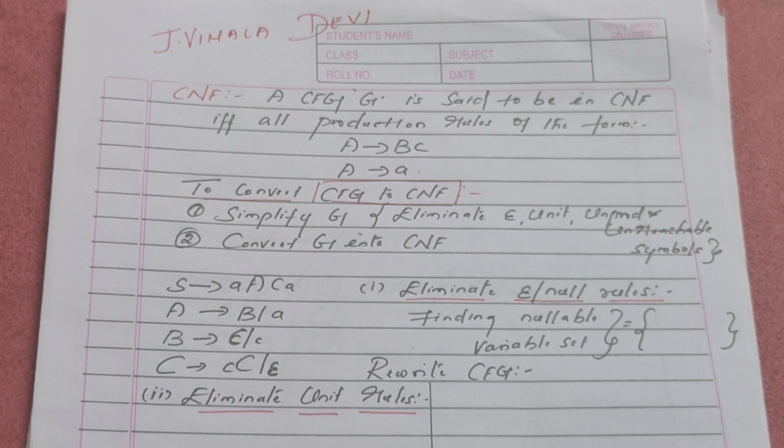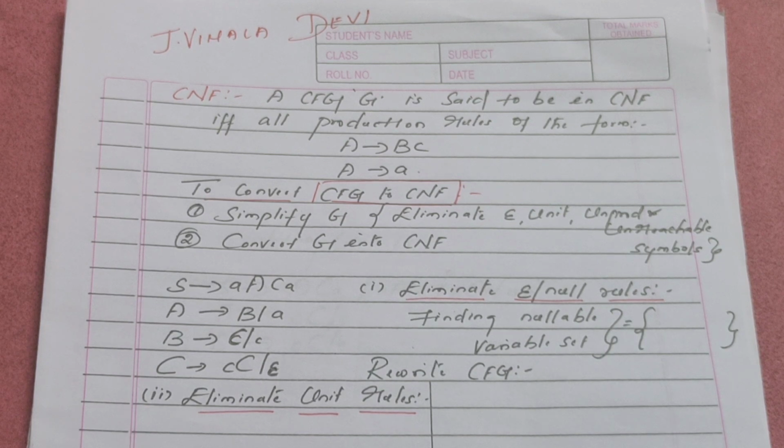Today in this video, we are going to discuss the problem of how to convert a context-free grammar into CNF, that is, Chomsky normal form. This concept I have already discussed, and that video is available in my playlist. You can refer to it for the whole concept. As usual, I'm going to give a solution to this problem, as it is given in the model question paper.